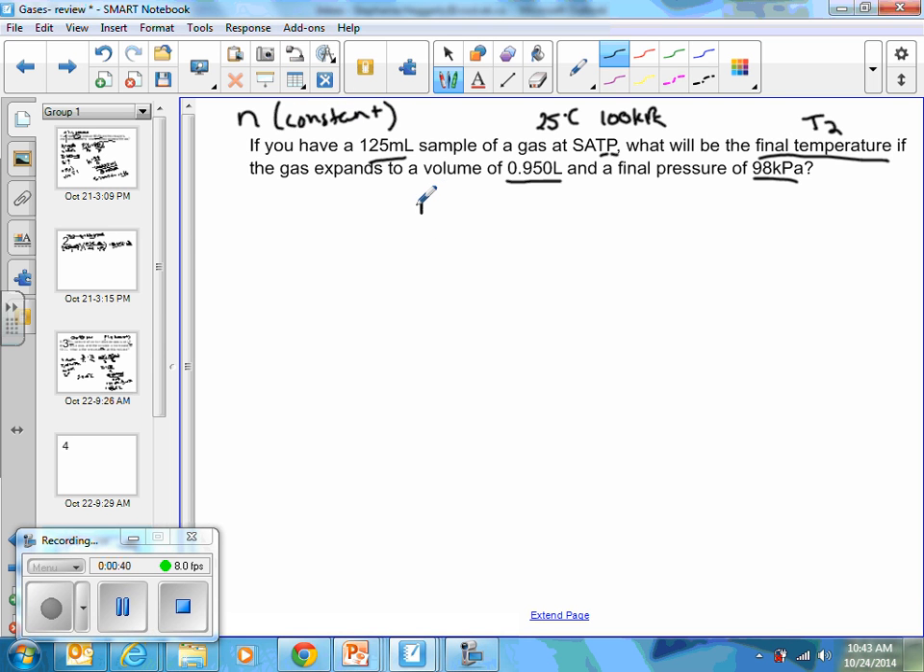This means we need to use the combined gas law, which is P1V1 over T1 equals P2V2 over T2, looks like Boyle's law. I'm solving for final temperature, I'm solving for T2. So remember with our gas laws, if we're looking for temperatures, a quick way to save some time when we're rearranging is to flip our equation.